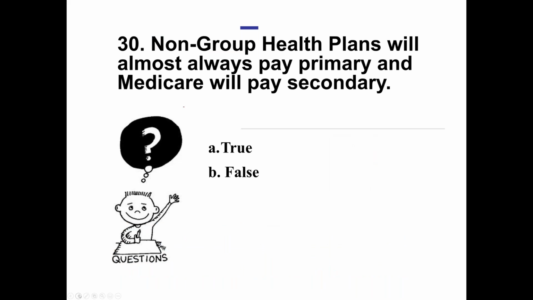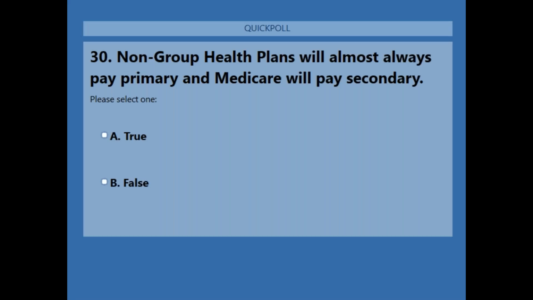So number 30, here we got that. And I think I gave you the answer to that just now if you were listening. Non-group health plans will almost always pay primary and Medicare will pay secondary. So if we were listening, we're going to know that. If you haven't fallen asleep yet, then you're going to get the right answer on that one.